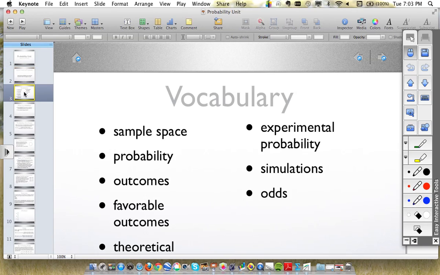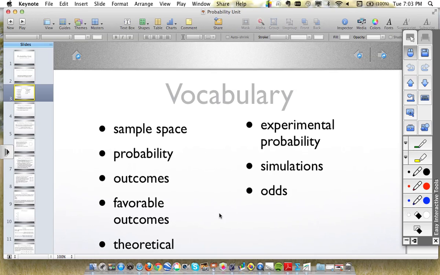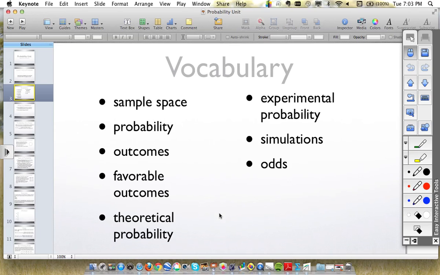Now this unit is very vocabulary intensive. Unfortunately, you can't see all of the vocabulary. Scroll it up a little bit. There we go. So as we go through this, these are the vocabulary terms you need to be familiar with. Sample space, probability, outcomes, favorable outcomes, theoretical probability, experimental probability, simulations, we're really not going to get too much into, and odds. Odds in favor of an event happening, odds against an event happening.